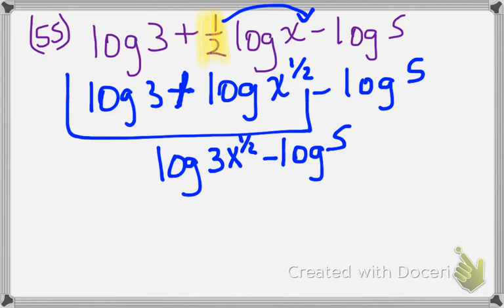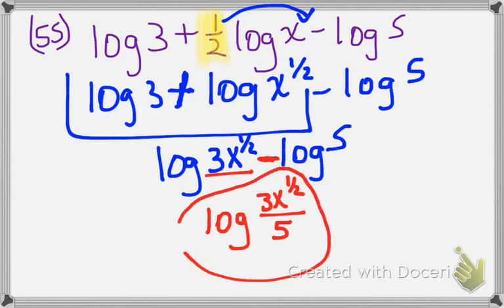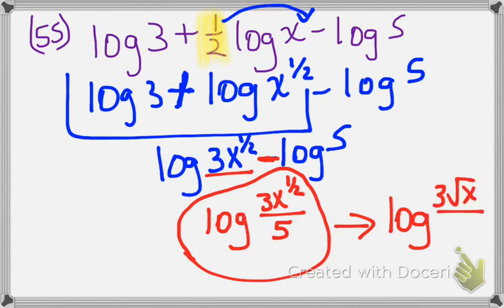So we've gone ahead and condensed it down to 2, and now we want to go the final step to condense it down to 1. So since this is subtraction, it can change into division. So I'm going to have 3x to the 1/2 divided by 5. So now we have one single logarithm. That's a good answer. If you don't like that x to the 1/2 power, it's okay to write it as log 3 square root of x over 5. Either of these answers is going to be just fine.